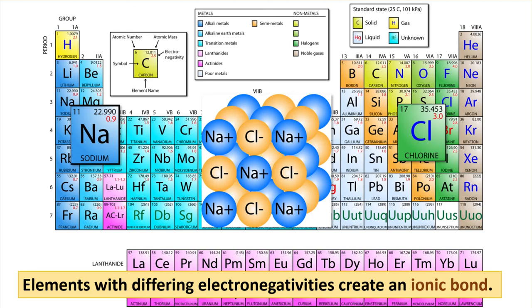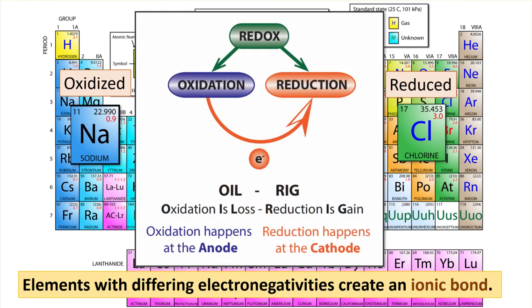In this case, the sodium atom gets oxidized and the chlorine atom gets reduced in a reaction called redox. Redox is a reaction that combines two half reactions, reduction and oxidation. The element that is getting oxidized loses electrons, and the element that is getting reduced gains electrons. You can remember which is which by the memory phrase OIL RIG. Oxidation is loss. Reduction is gain.